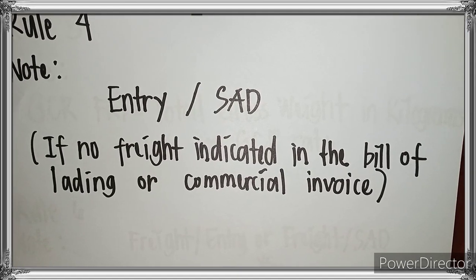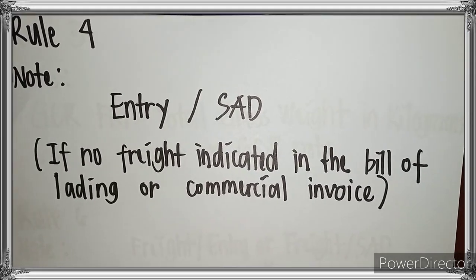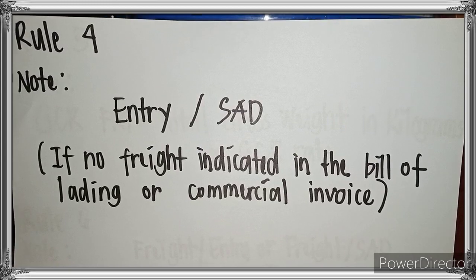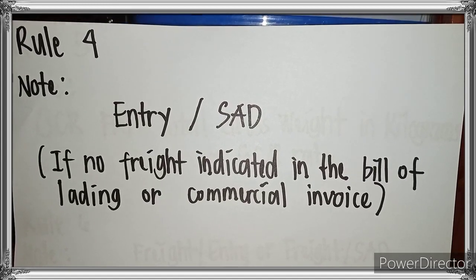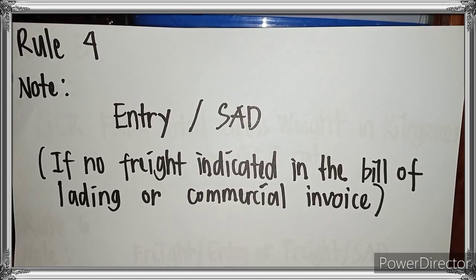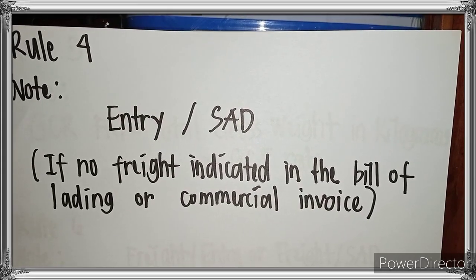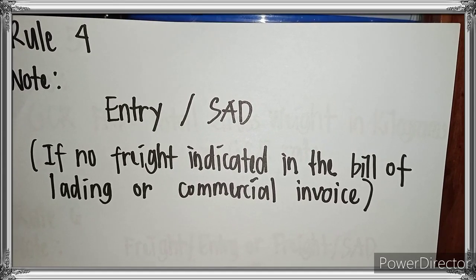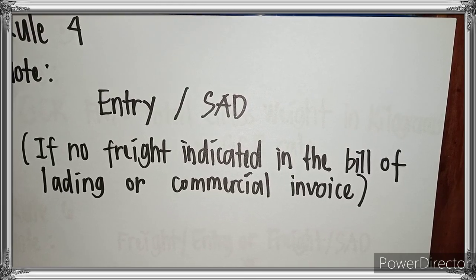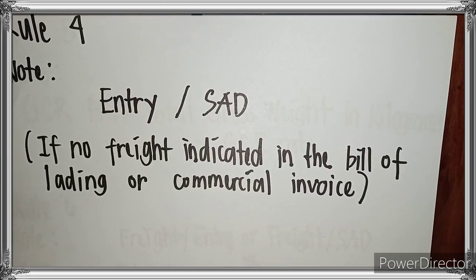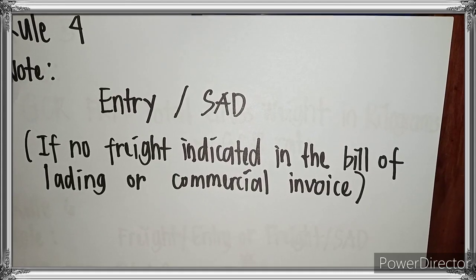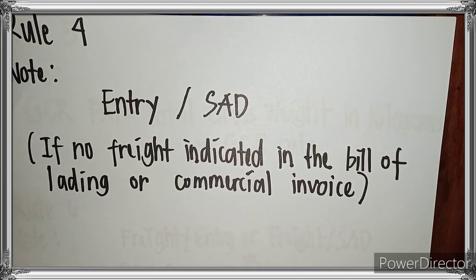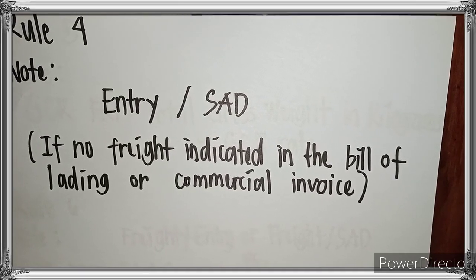Rule number 4 of freight. If no freight charges are indicated in the bill of lading or commercial invoice, then the declared freight charges on the entry or SAD may be considered as dutiable freight. As you can see, if there is a freight indicated in the entry or SAD, then it will be our freight. It is also shown there that if no freight is indicated in the bill of lading or commercial invoice, then we will choose the entry or SAD freight indicated in the statement.